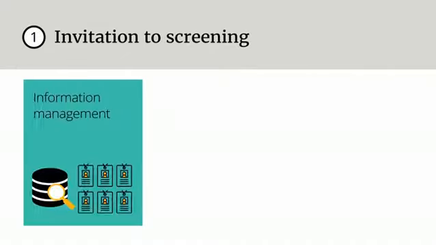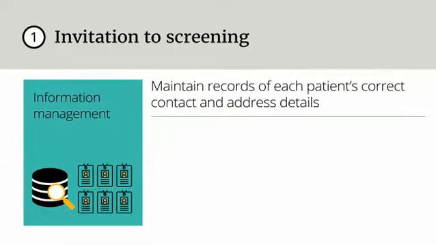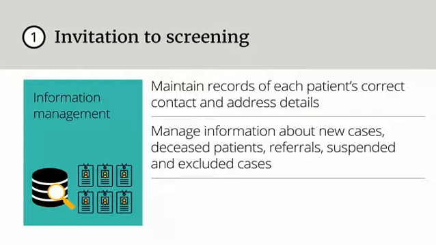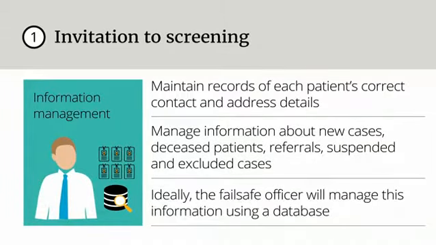Secondly, information management. How will we know about our population? Screening programs must maintain up-to-date records of each patient's contact and address details. They also need to manage information about new cases, deceased patients, referrals, suspensions and excluded cases. This may require establishing links with doctors and diabetology clinics. Ideally, a fail-safe officer will be responsible for managing the information using a database.